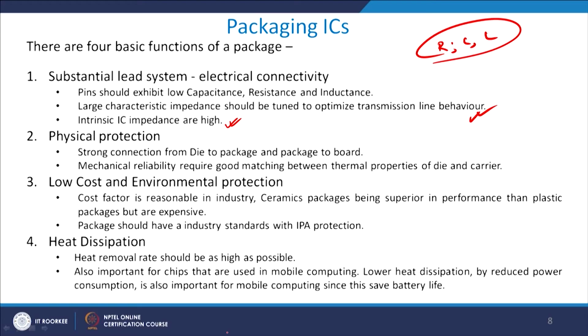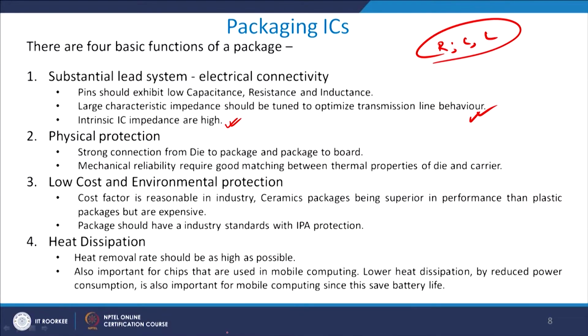The second point is the physical protection. Physical protection means a strong connection between die and package and the board. Even if you try to remove it physically, you cannot easily remove it. It should be properly bound with the board. Now, mechanical reliability requires good matching between thermal properties of the die and the carrier. That is very important, for example, if there is shaking of the table or something like that, your die should not be extracted from the board itself.